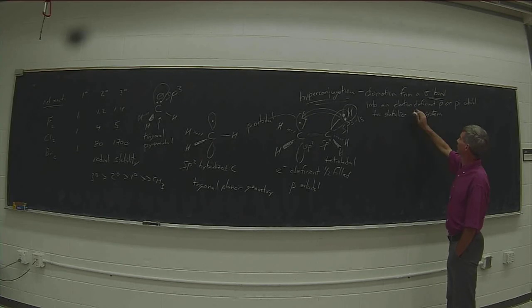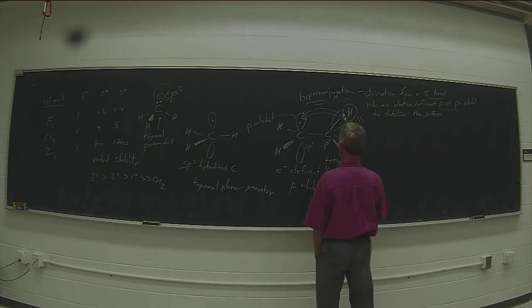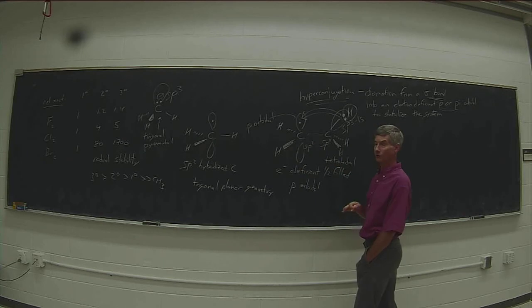Sigma electron donating into an electron deficient pi system. That's hyperconjugation. If we extend it, then we change another one of these hydrogens into a CH3 group.